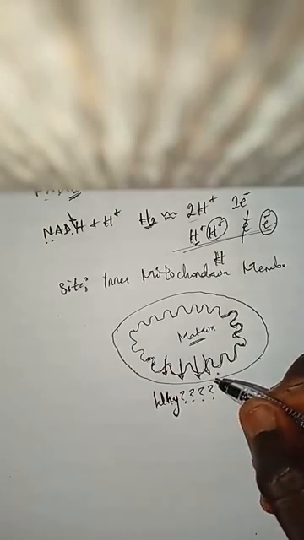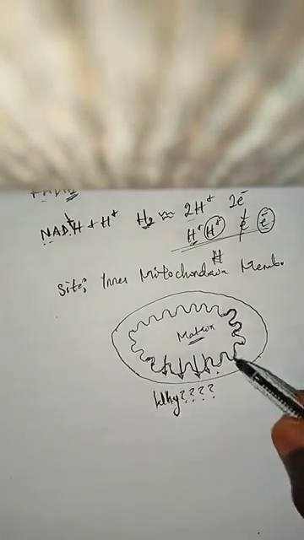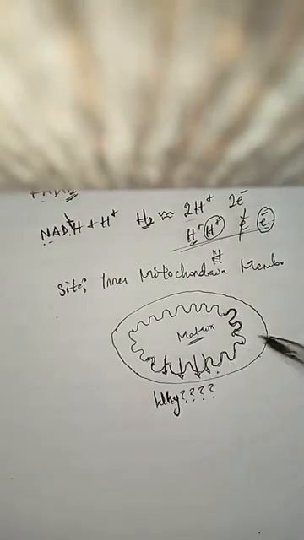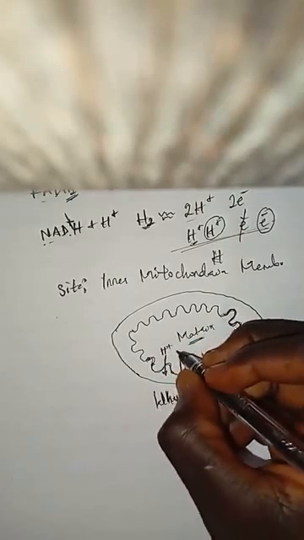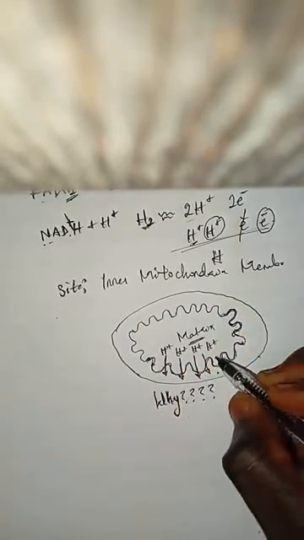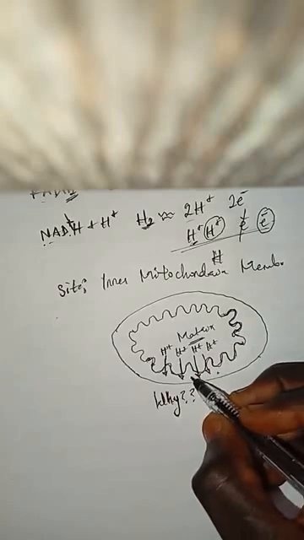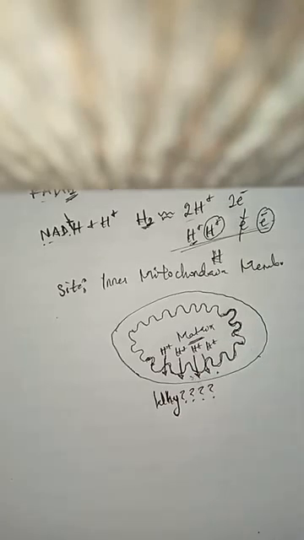Are you getting it? What am I trying to say? As electrons are being transported in this inner mitochondrial membrane, what we do is pump protons from the matrix. There are a lot of protons in the matrix. So we pump those protons from the matrix to the intermembrane space. To the what? Intermembrane space. Do you get that one now? Hope you got that one.